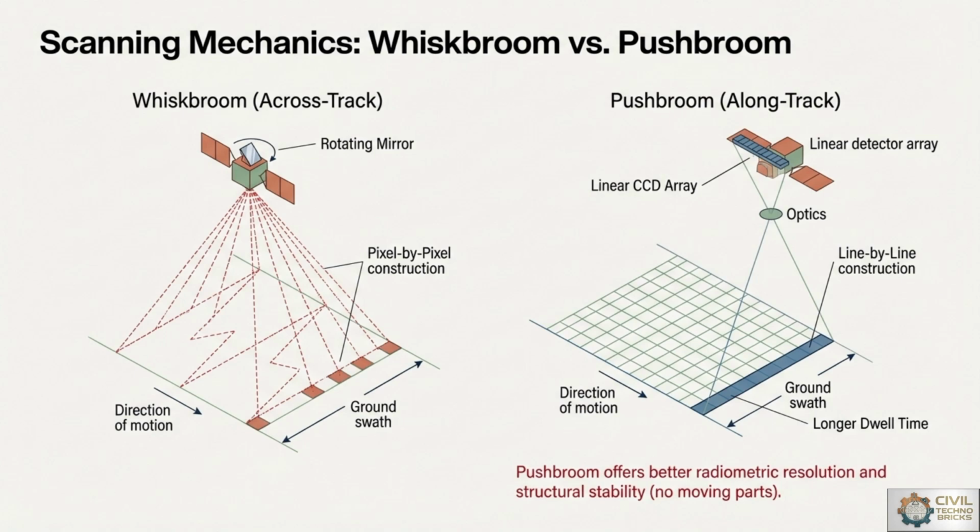But in the push broom technique, along the track we are traveling the whole linear detector array of the satellite, and that line by line construction covers the whole ground swath with a longer dwell time with reference to the direction of motion, so that the push broom offers better radiometric resolution with structural stability, means there will be a no moving parts situation.